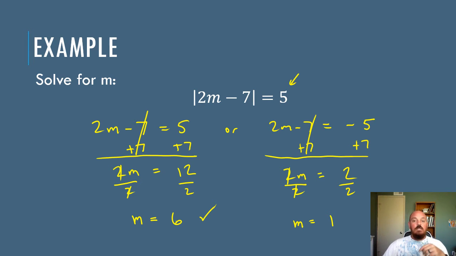And if I try the 1, 2 times 1 is 2. 2 minus 7 is negative 5. And the absolute value of negative 5 gives you 5. So the 1 also works. So that's how absolute value equations work. You have to do two equations for every one absolute value equation. You have to set them up and then solve them.